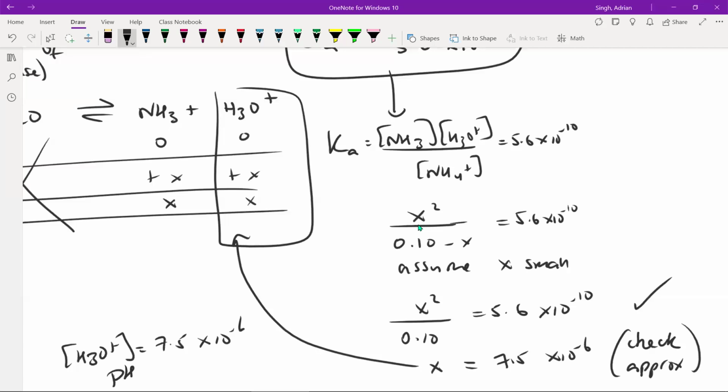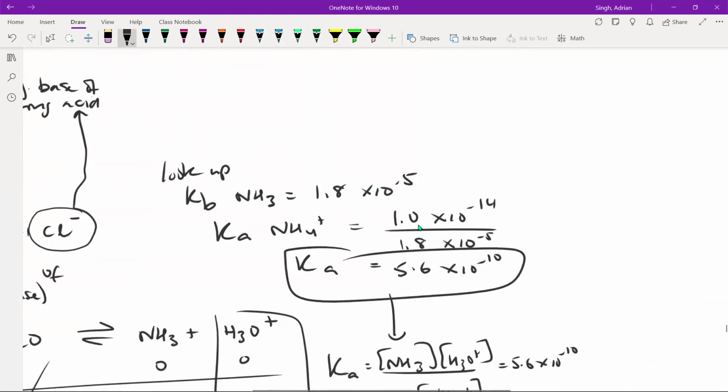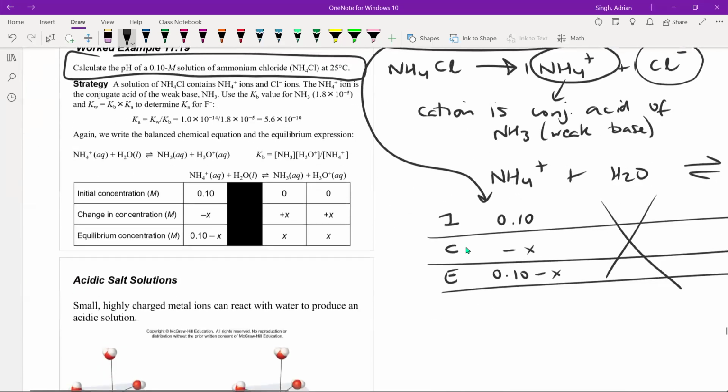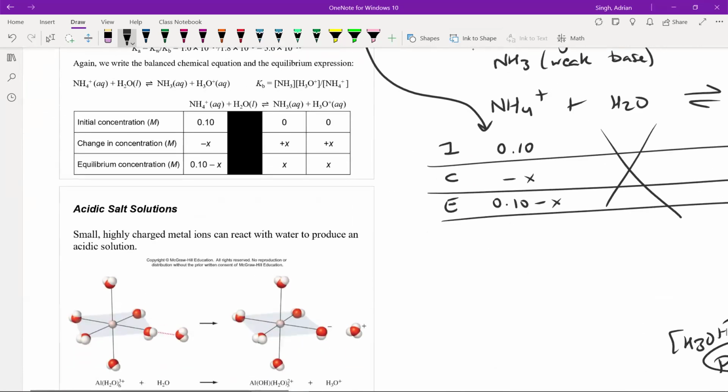So then we find the pH. We just take the negative log of the H3O plus, and that gives us a pH of 5.12. That's an acidic pH. That makes sense, right? Because we said at the beginning, when the cation of a salt is a conjugate acid of a weak base, that salt solution will be acidic, and we've just confirmed that it is.